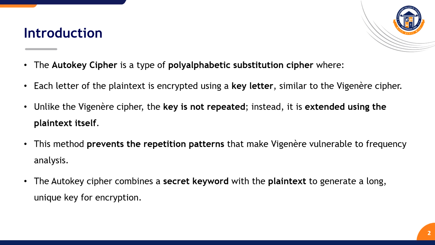Another point: Autokey cipher combines a secret keyword with plain text to generate a long unique key for encryption. The key is not repeated, so what do we have to do to equalize the length? For that, we combine the plain text with the key value, generate a new text, and compare that both are equal. Once it's equal, we start our process. That is how the secret keyword with the plain text generates a long unique key for encryption.